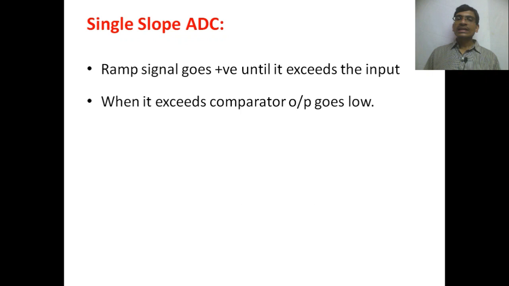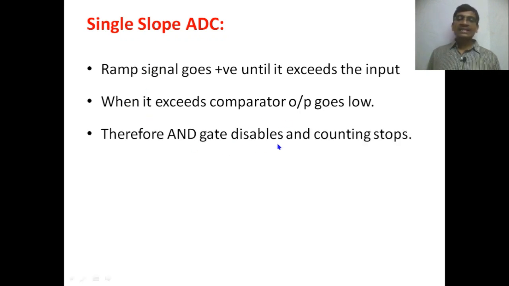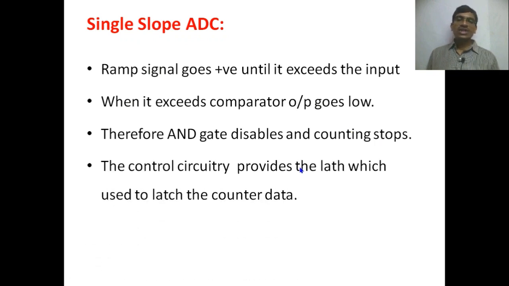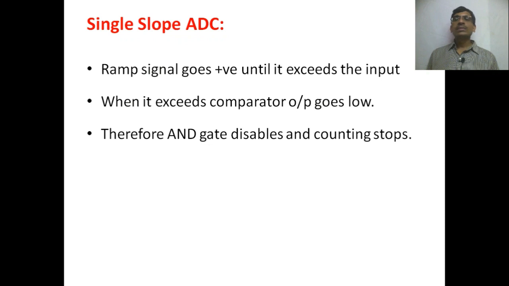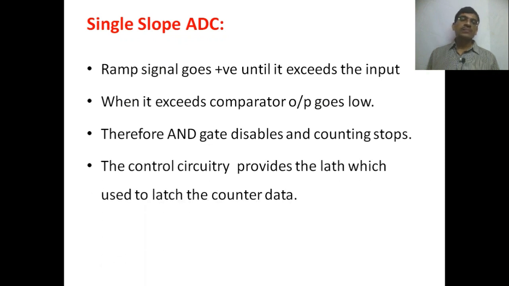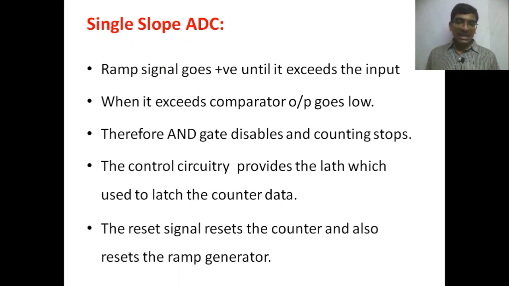Therefore, when the ramp signal is greater than the input analog signal, the comparator output will go low. Therefore, the AND gate is disabled and the counting stops, because no clock signal will be propagated to the BCD counter. The control circuitry provides the latch signal, which is used to latch the counter data, and a reset signal, which resets the counter and also resets the ramp generator.